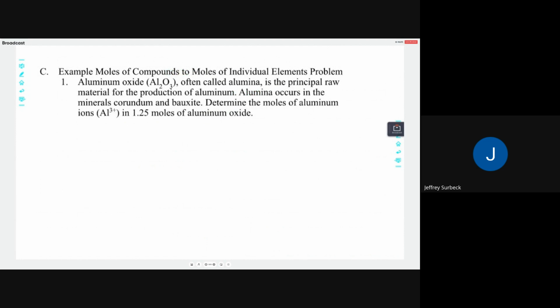Aluminum oxide, Al2O3, often called alumina, is the principal raw material for making aluminum. It can also be found in minerals of corundum and bauxite. Important part here: determine the moles of aluminum ions in 1.25 moles of aluminum oxide. Again, I always like to say, this is really fantastic news if you are learning about facts and things like that. We are not. And so all of that unneeded information, just go ahead and cross out.